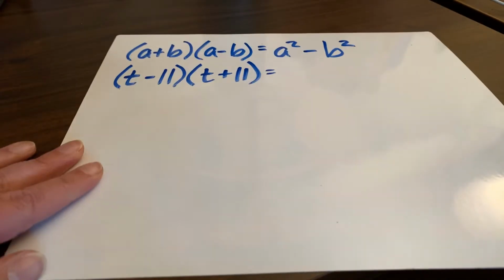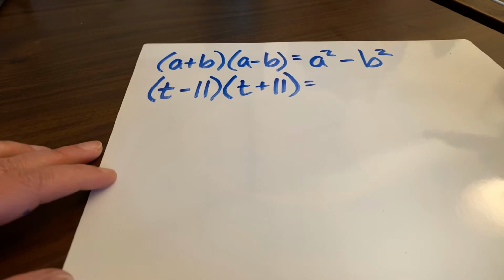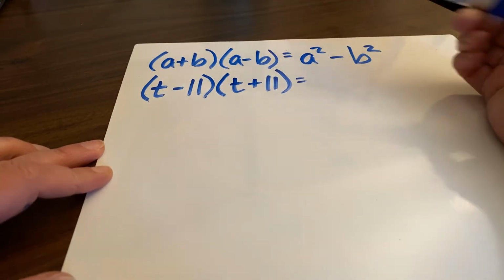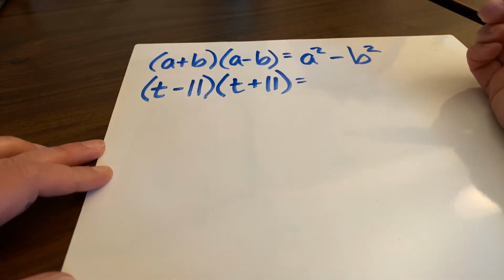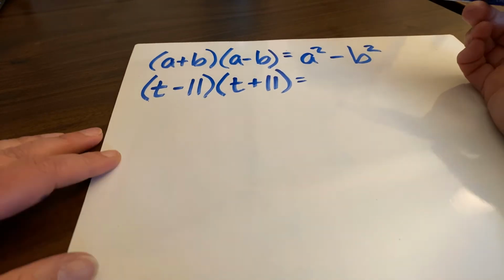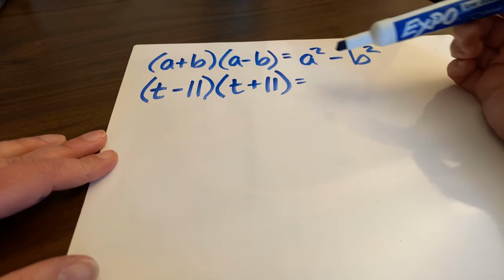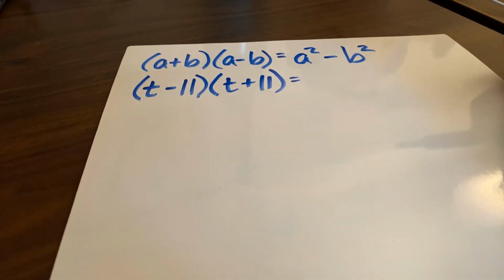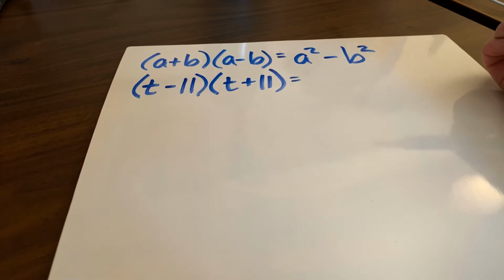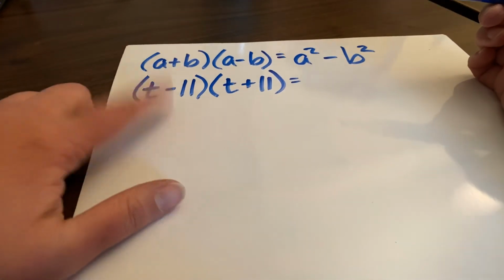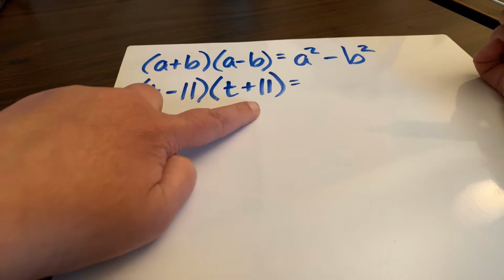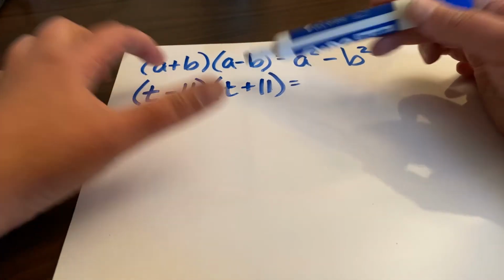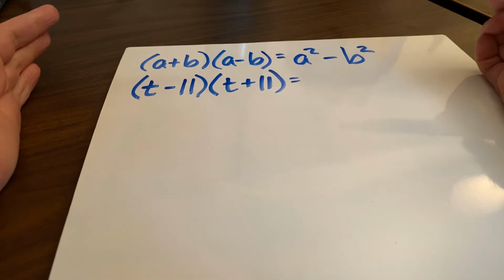Always. And that brings us to the sum and difference pattern. If you have something that looks like a plus b times a minus b, that always, always, always, when you FOIL it and multiply it out, it always simplifies to a squared minus b squared. So let's just save some time and energy and use the pattern, right? I see a t minus 11 here and a t plus 11. That fits this pattern. The signs are reversed, but it's the same thing, okay?